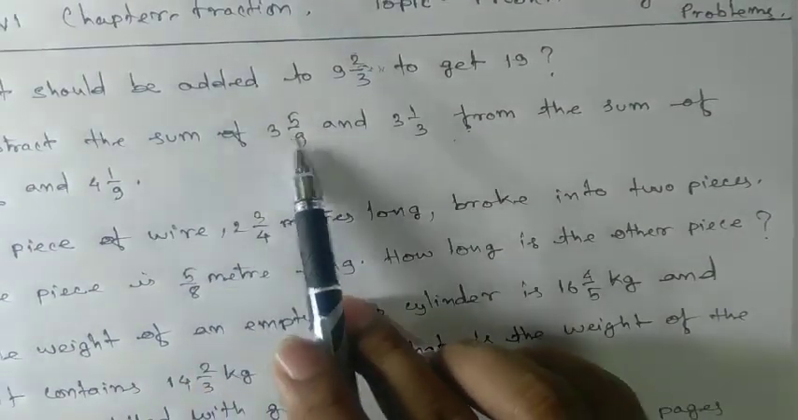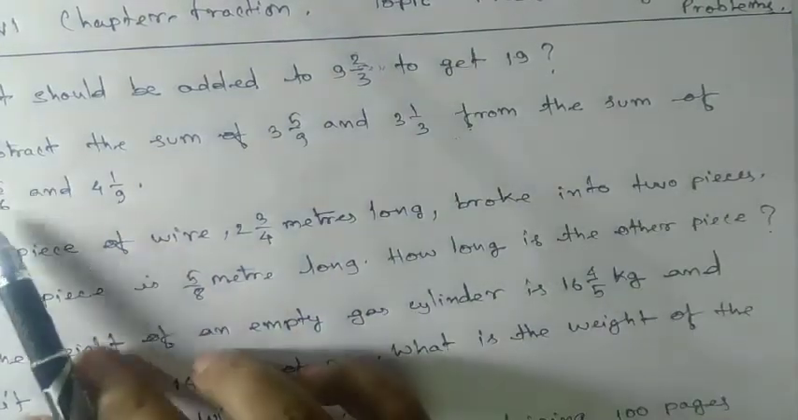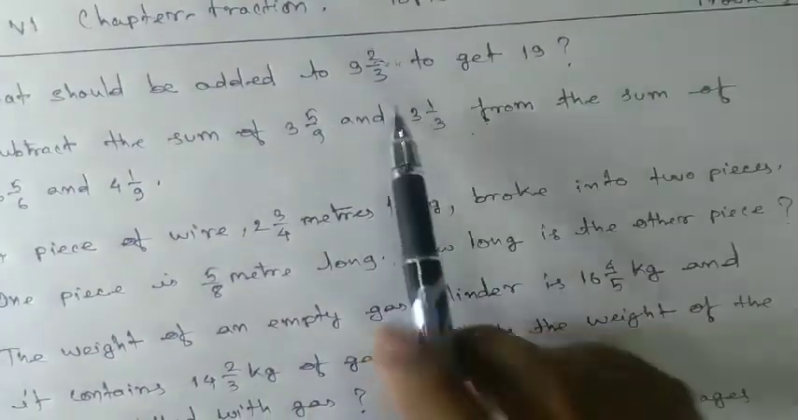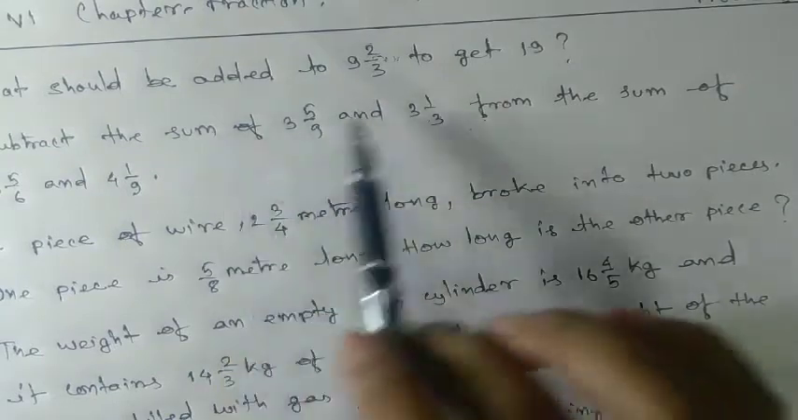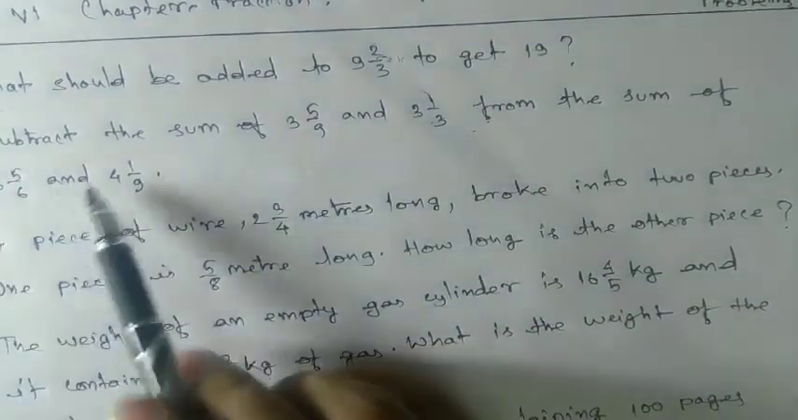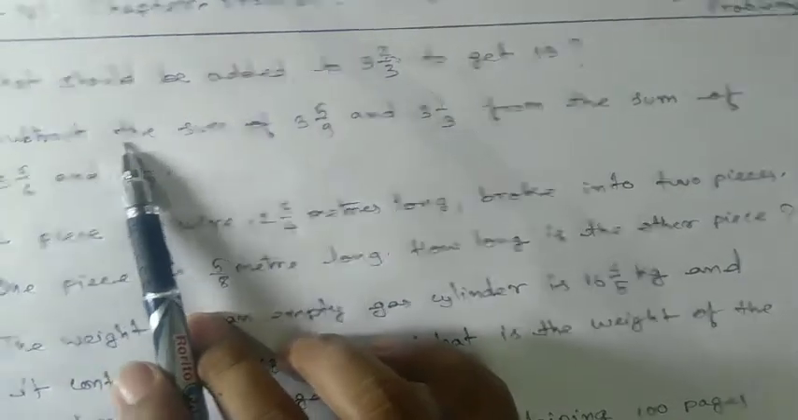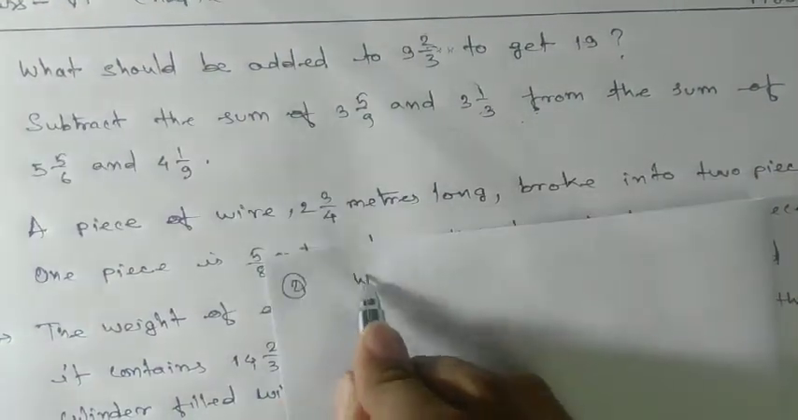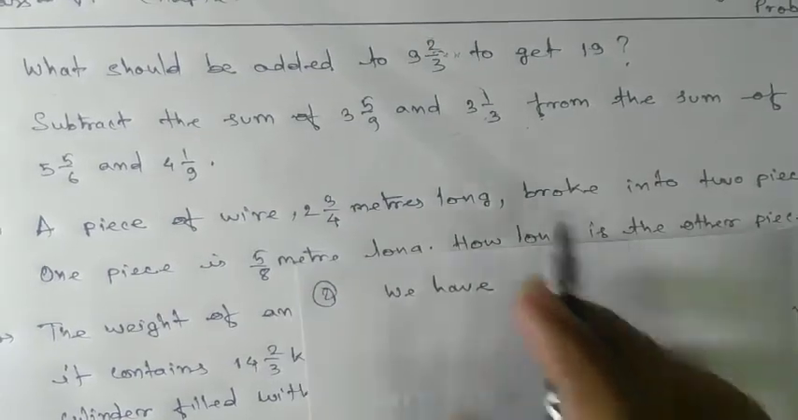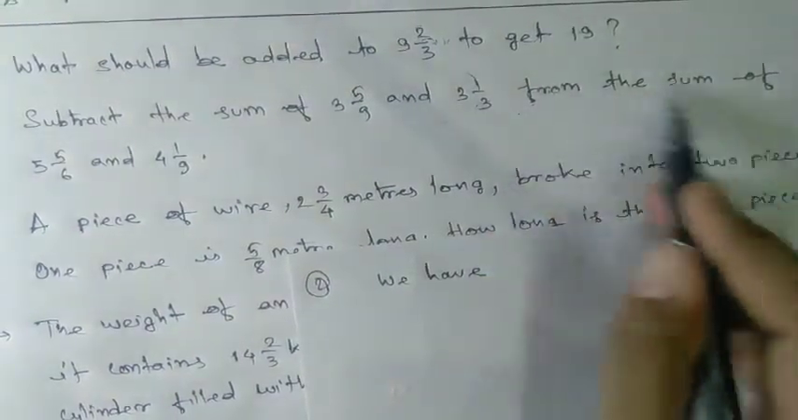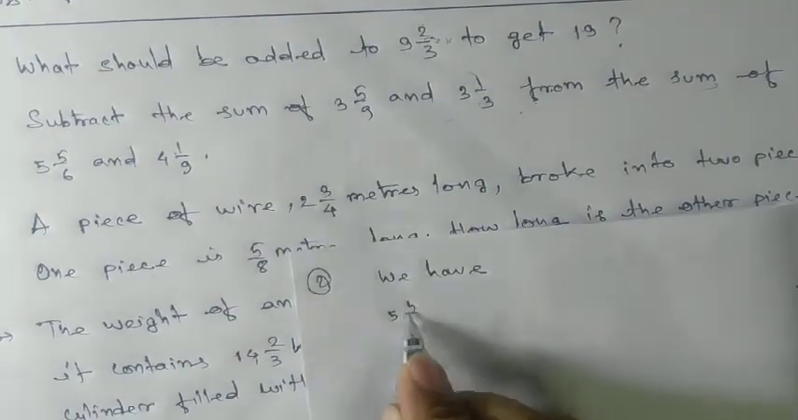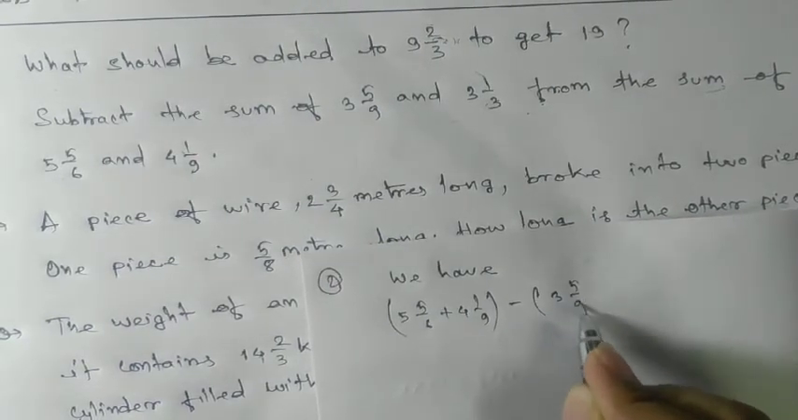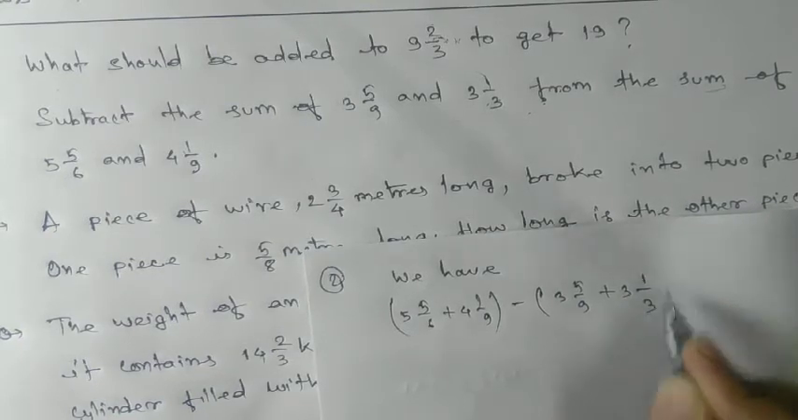Subtract the sum of this and this from the sum of this and this. That means first you need to add these two and add these two separately. And then whatever value you get, subtract it from the sum of this part. So let's start the second number. Here our required answer is what? From the sum of this one, you take first this, minus 3 whole 5 by 9 plus 3 whole 1 by 3.